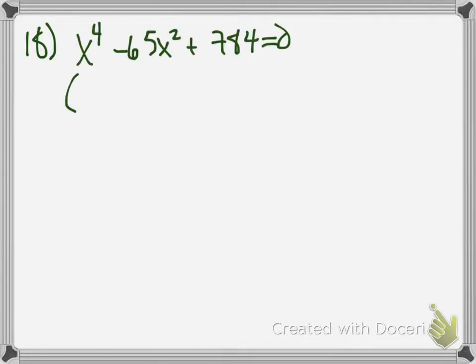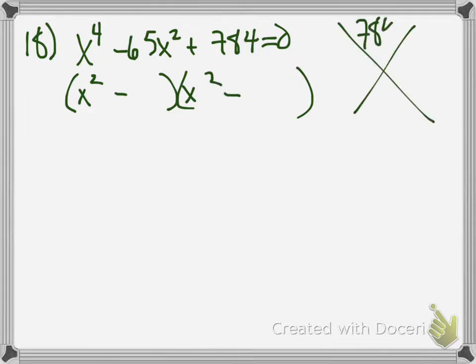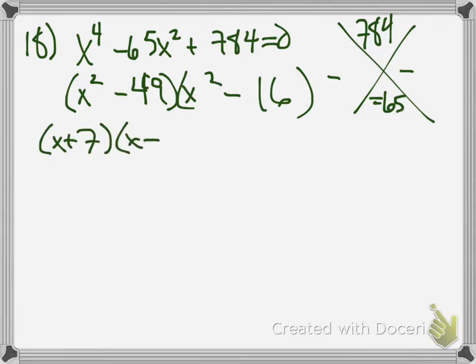Okay, so this one is x squared, splitting the x to the fourth up. Minus minus is a minus, minus plus is minus minus. Two numbers that multiply to give me 784 and add up to be 65, apparently are 49 and 16. Now notice both of those are perfect squares, so that means I can split that up: x plus 7, x minus 7, x plus 4, x minus 4.